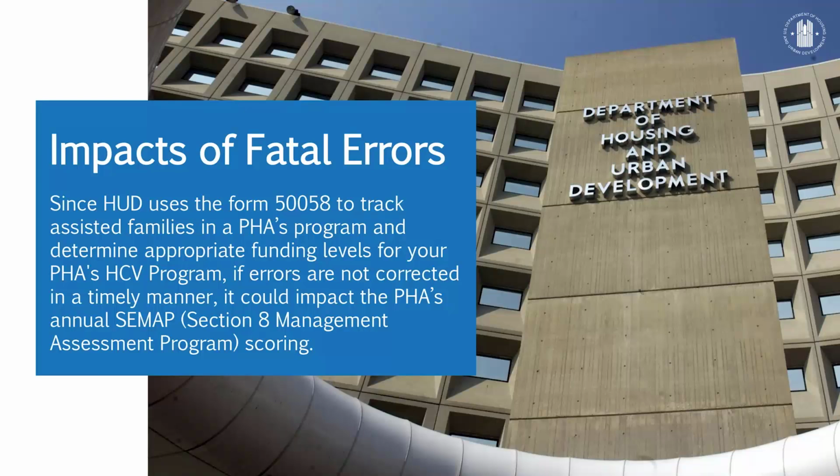Since HUD uses the Form 50058 to track assisted families in a PHA's program and determine appropriate funding levels for your PHA, if errors are not corrected in a timely manner, it could impact the PHA's annual CMAP, or Section 8 Management Assessment Program, scoring. Let's explore the 6 reports on the PIC Error Dashboard, how the reports are used by HUD, and how they can be used by your PHA.